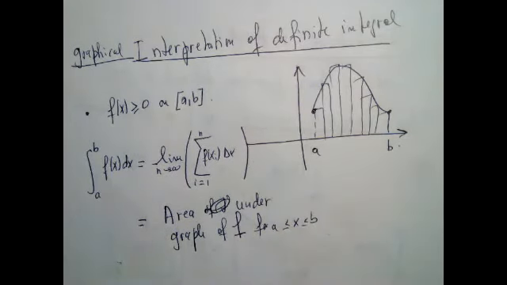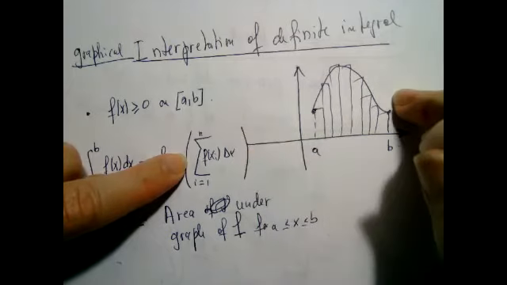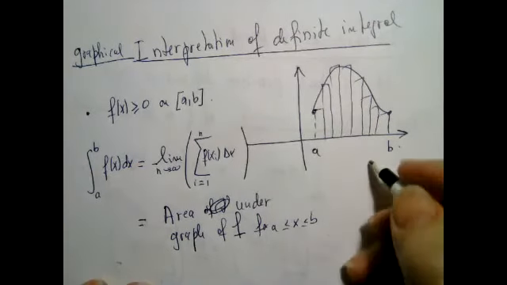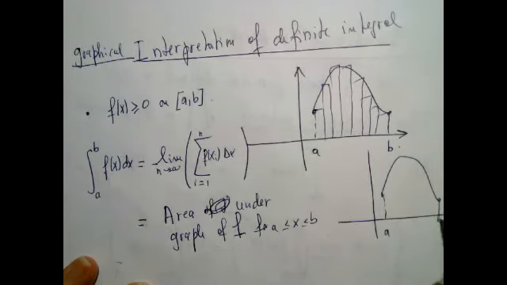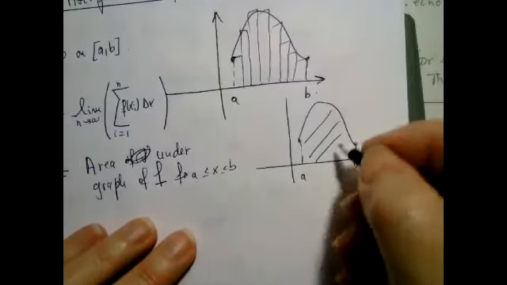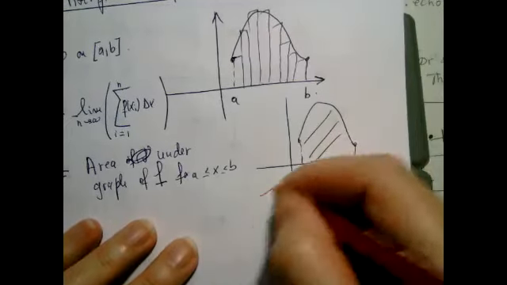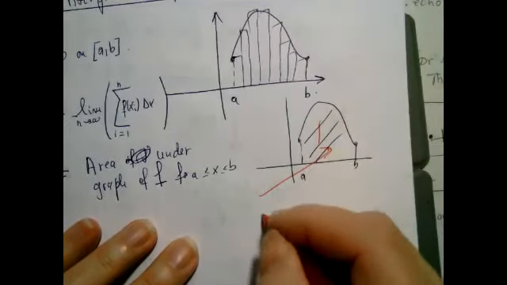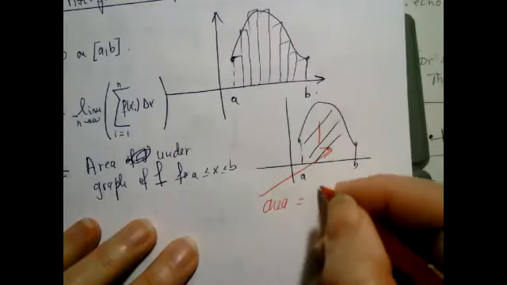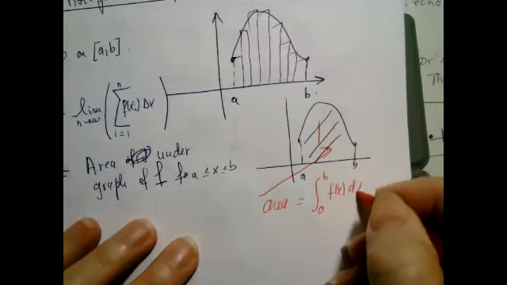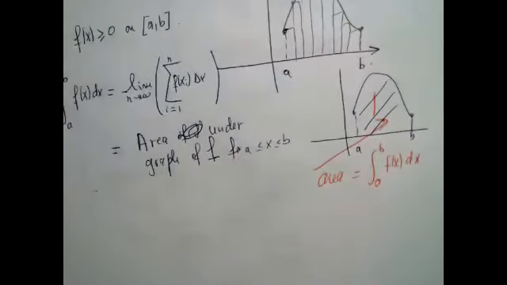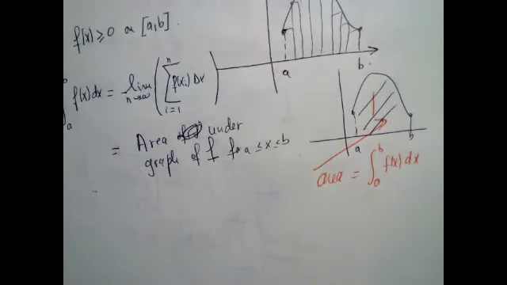The definition is nothing more than the sum of the area of the rectangles when we take a lot of rectangles. So I draw the picture again. So this is my f, a and b. Okay, the integral is the area of that, that's my area. So the area is what the definite integral represents when f is positive. Okay, that's the graphical interpretation.